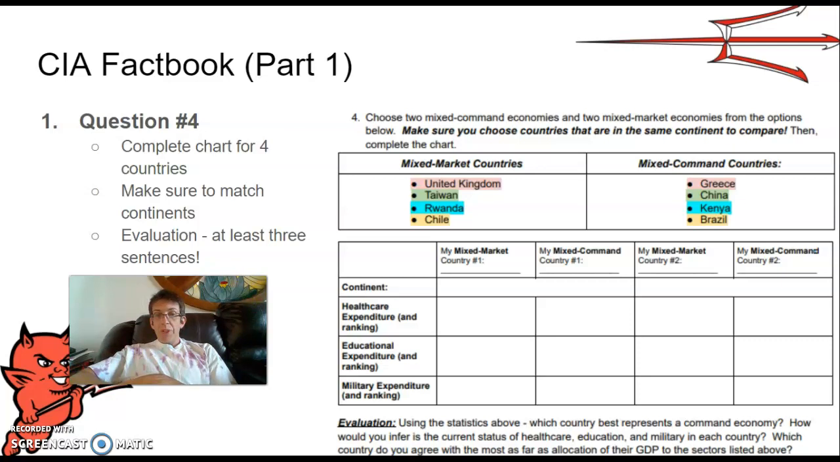And then finally, which country do you agree with the most as far as allocation of their GDP to the sectors listed above? So in other words, let's say that Taiwan is dedicating a ton of money to education and military and not that much to healthcare. And you're like, that's exactly what I would do. I would dedicate a lot of money to education and military and not that much money to healthcare because of this. Or I would rather dedicate all of my money to healthcare because I want to keep people healthy, and this country is doing that, and that's why I would support them the most. So remember that section on the evaluation needs to be at least 3 sentences.